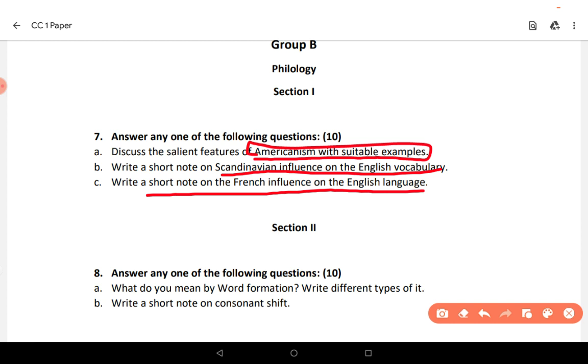So because last video बहुत बड़ा हो गया था, so इस वीडियो को हम लोग शॉर्ट करेंगे और instead of discussing every single question we will discuss any two questions in this one. Okay, so we'll discuss Americanism.